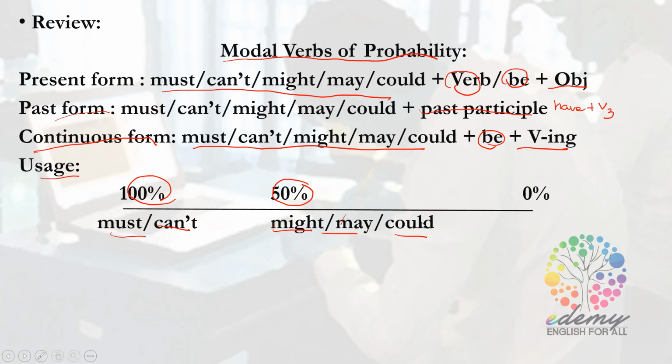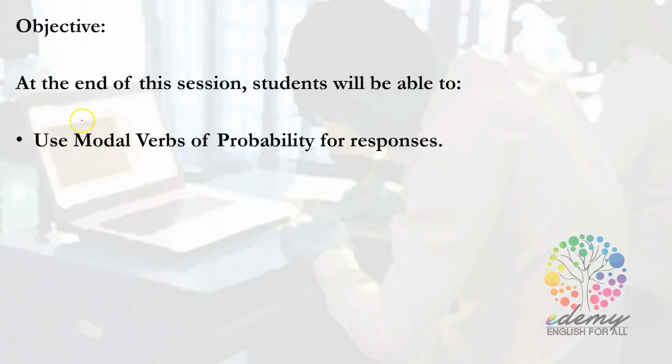Let us start the lesson. So today, the objective of the lesson is: at the end of this session, students will be able to use modal verbs of probability for responses.